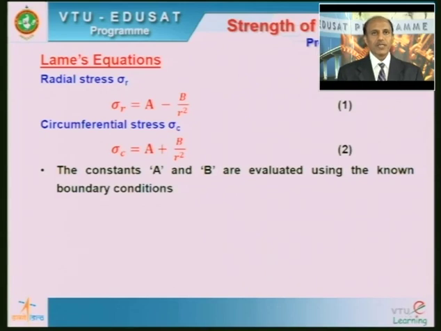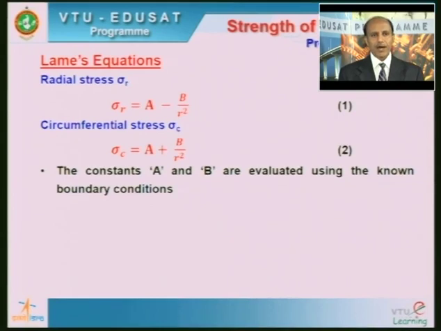The first one is for the radial stress, that is sigma r equal to a minus b by r square. The next Lamè's equation is for the circumferential stress, sigma c, which is equal to a plus b by r square. Here a and b are constants that we have to evaluate. Whatever values we calculate right now are specific to this data. So, let us see how we calculate the values of the constants a and b for the given data, using some boundary conditions.